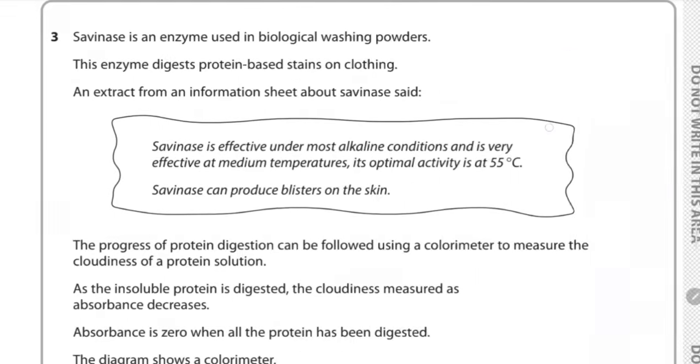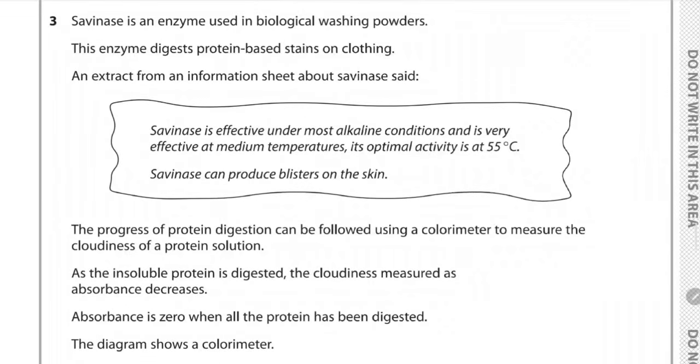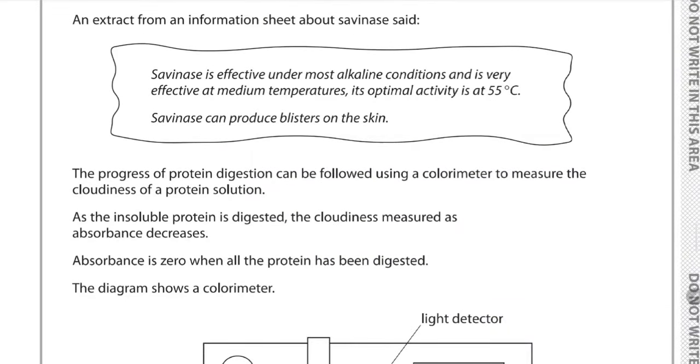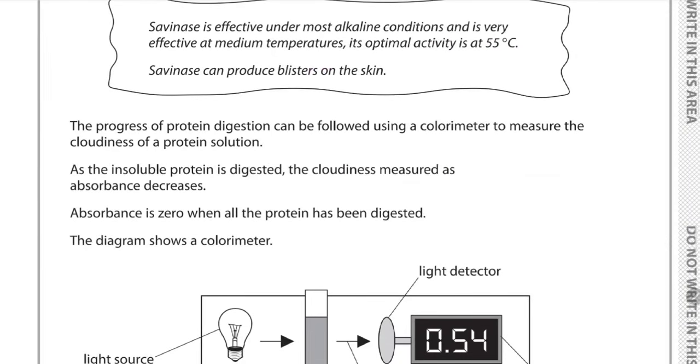Okay, let's continue. Savinase is an enzyme used in biological washing powders. This enzyme digests protein-based stains on clothing. An extract from an information sheet about Savinase said it is effective under most alkaline conditions and is very effective at medium temperatures. Its optimal activity is at 55 degrees Celsius, and it can also produce blisters on the skin.